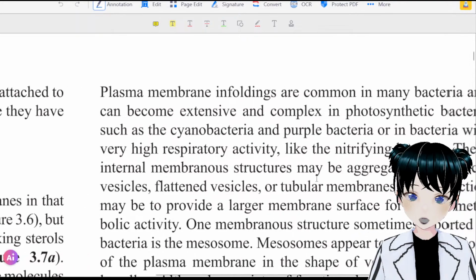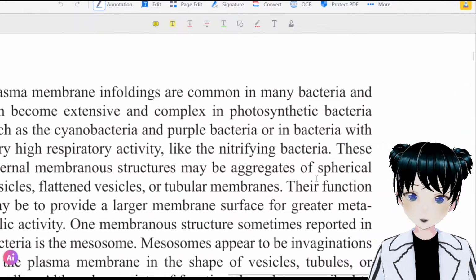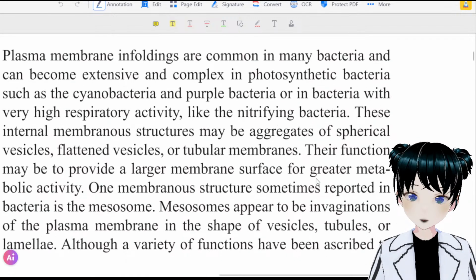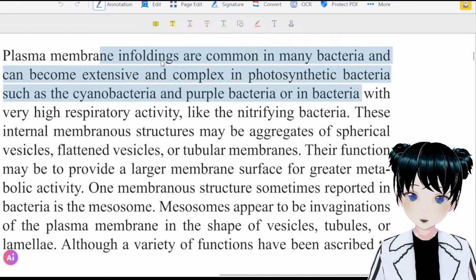Plasma membrane enfoldings are common in many bacteria and can become extensive and complex in photosynthetic bacteria such as the cyanobacteria and purple bacteria. Exactly, they are self-sufficient bacteria. They do everything on their own, so they need even more machinery. Look, the parasite doesn't need much of this going on, right? Because it will steal it from others. Pathogenic bacteria take nutrients directly from the humans, or you can say the host that they infect.